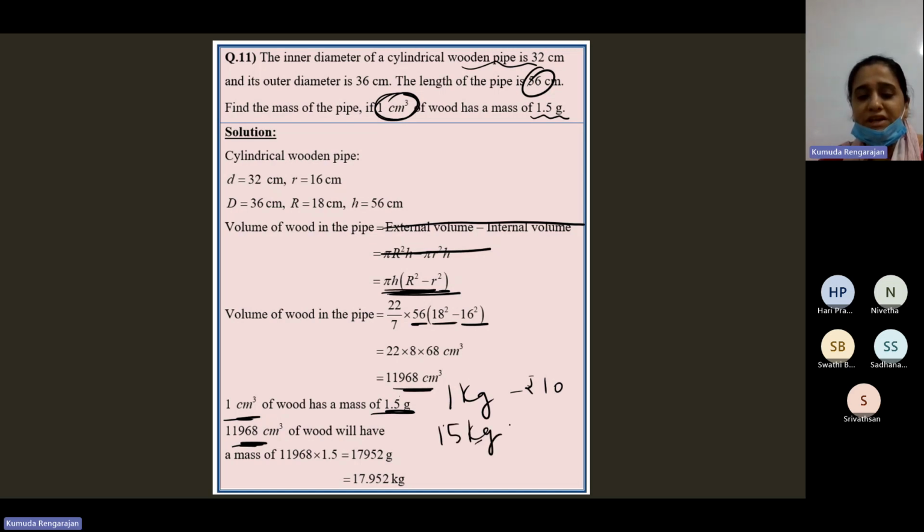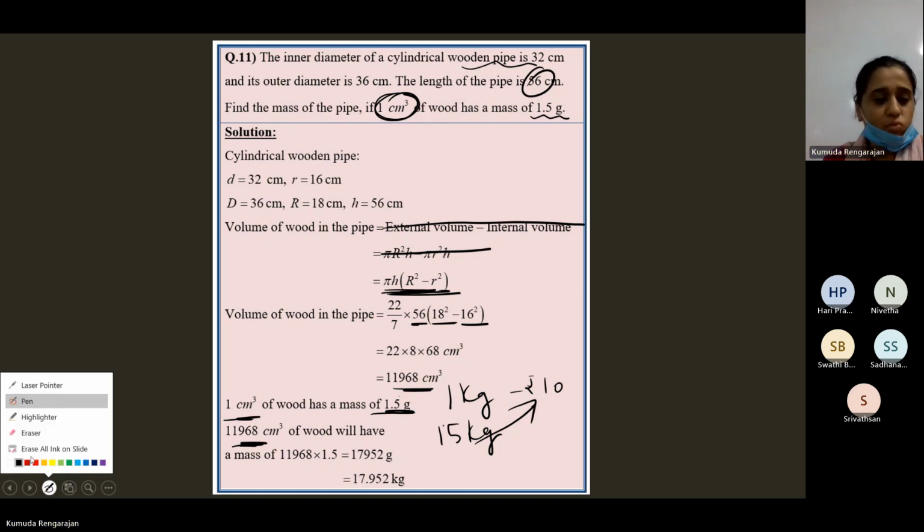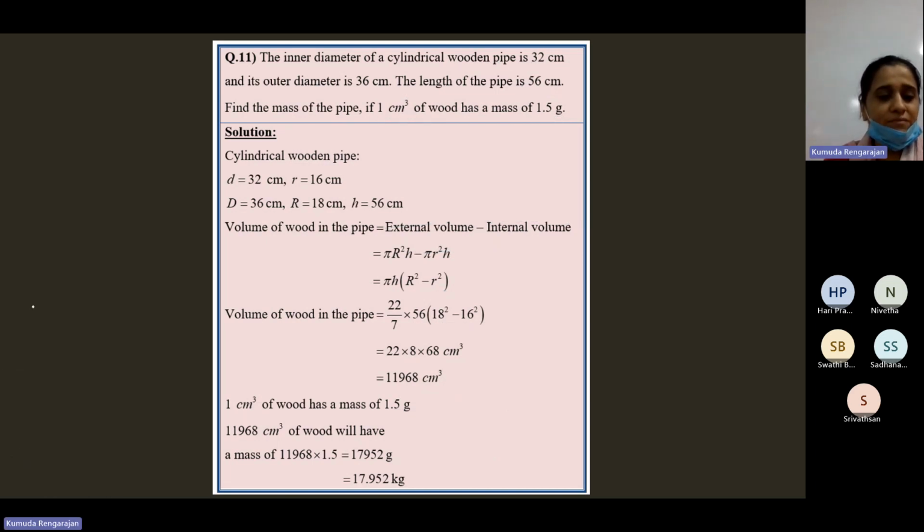1 centimeter cube is 1.5 grams. So many centimeter cube, how many grams? You'll have to multiply. It's like saying 1 kg is 10 rupees, so 15 kgs will be 15 into 10, 150 rupees. In the same way, 1 centimeter cube is 1.5 grams, so 11968 centimeter cube will be 11968 into 1.5 grams.